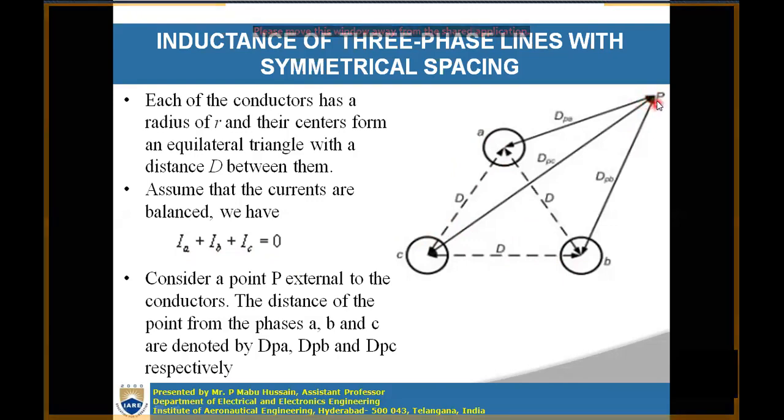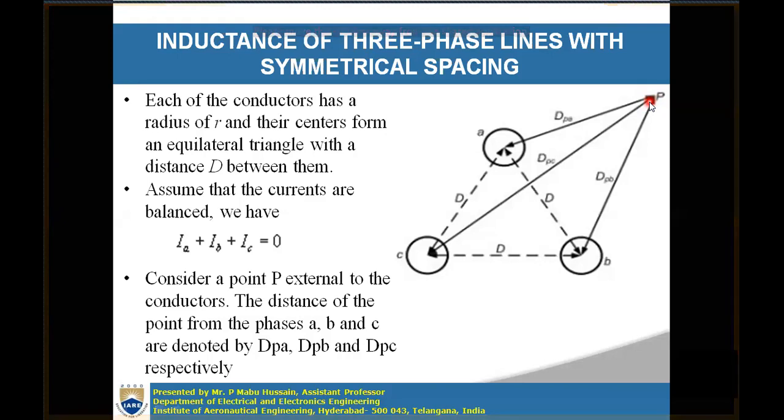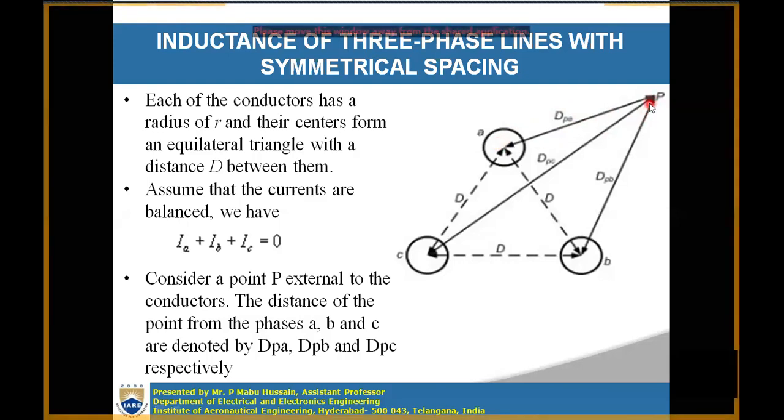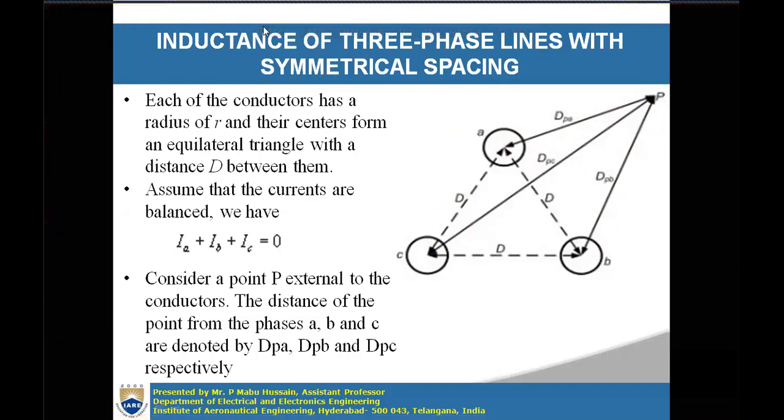Let us consider an external point P, which is at a distance dPa from conductor A, at a distance dPb from conductor B, and at a distance dPc from conductor C. So dPa, dPb, and dPc are the distances from each conductor to point P, and the distance between any two conductors is the same, capital D.